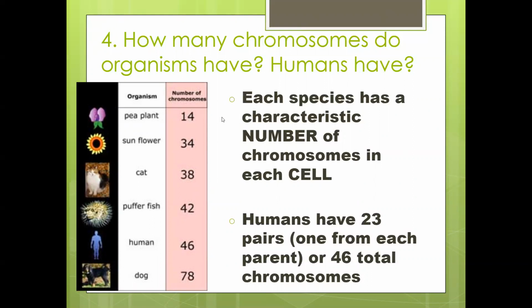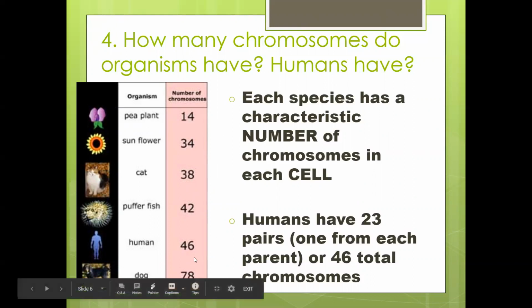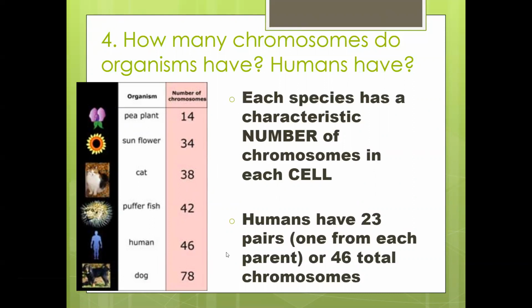Some of the other chromosome counts: a pea plant has 14 different chromosomes, a sunflower has 34, a cat has 38, a pufferfish has 42, a human has 46 total chromosomes, a dog has 78 total chromosomes. So if you've ever thought that the more complex the organism, the more chromosomes it's going to have, absolutely not. That is not a thing.